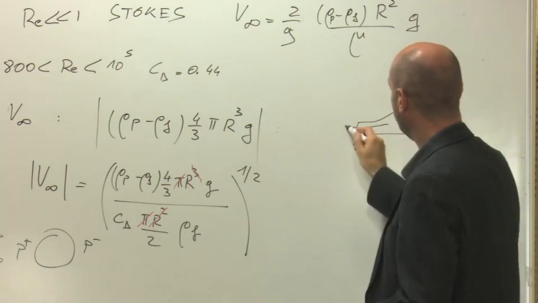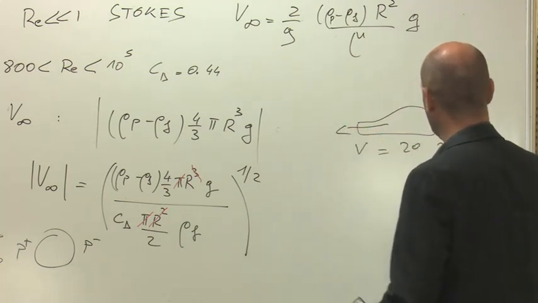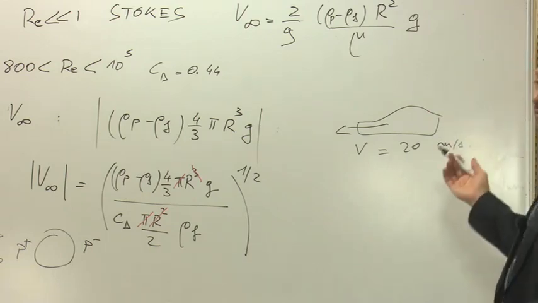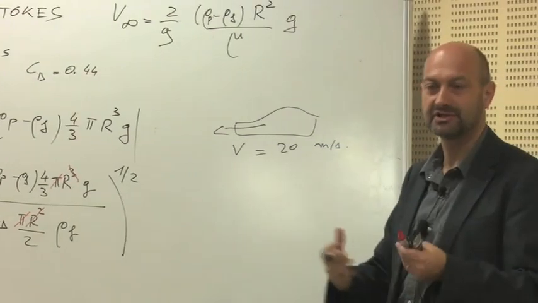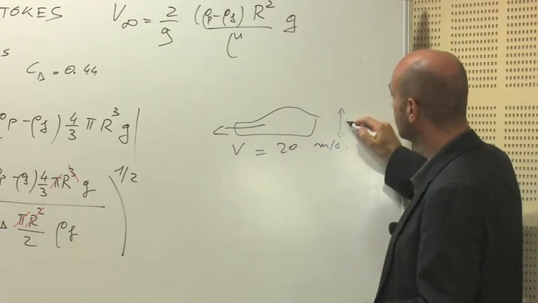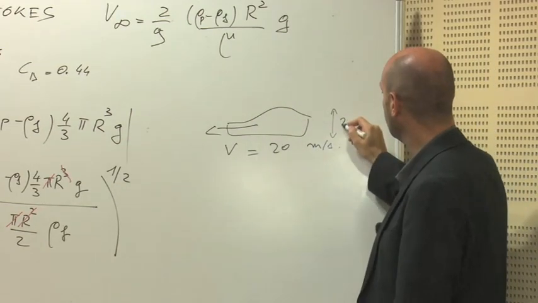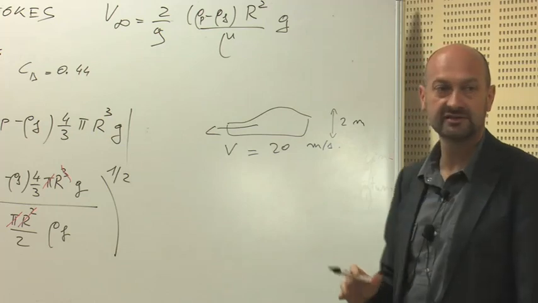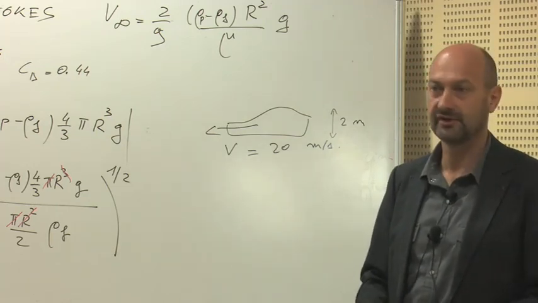Okay, so we take a car, and the velocity is about 20 meters per second. Of course, it's not a sphere, but I told you we can take something which is equivalent to a sphere. So let's say that the size, which is important, is about 2 meters. This is the equivalent radius or diameter of your sphere.